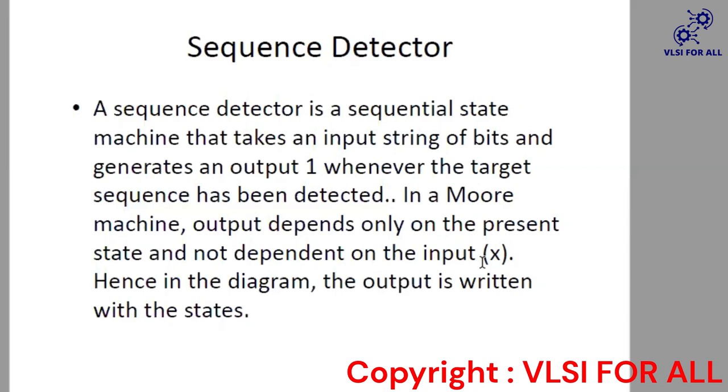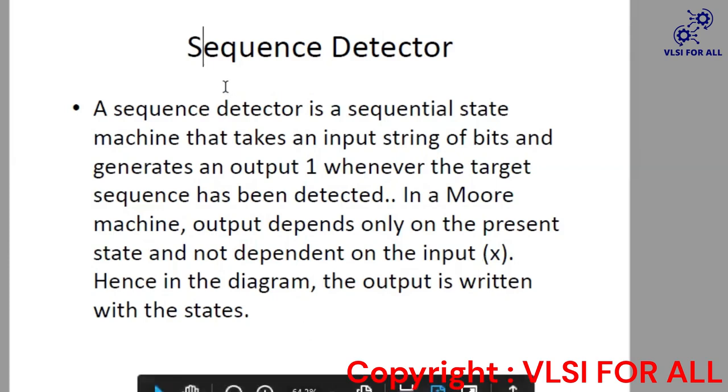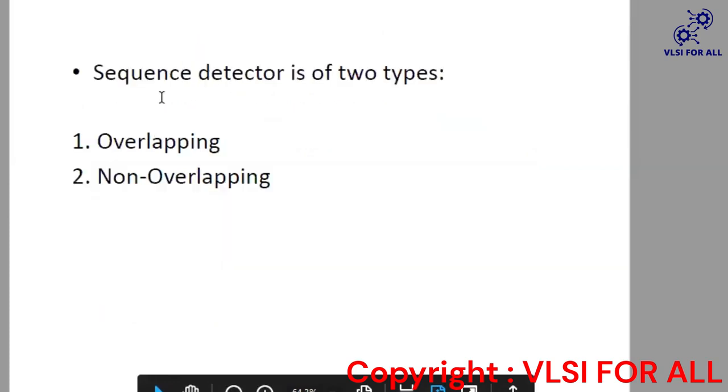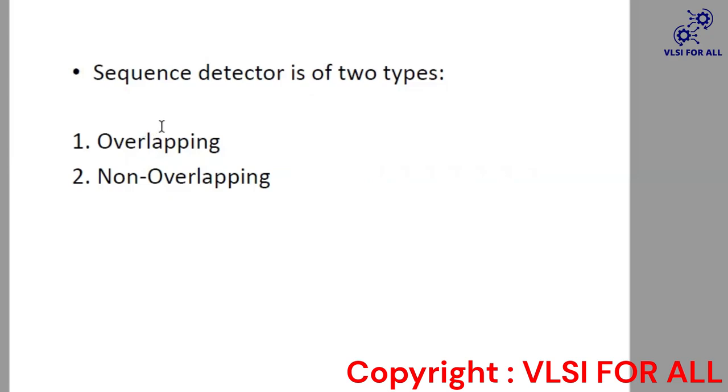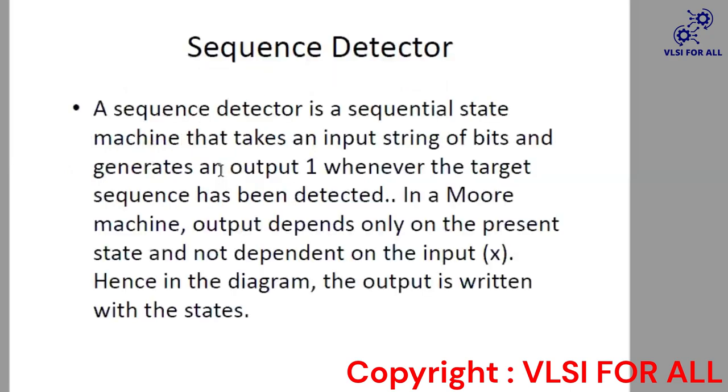There are two types of sequence detectors: one is the Moore sequence detector and the other is the Mealy sequence detector. In a Moore sequence detector, our output considers only the present state. It is not dependent on the input X. We will see this in a further slide. Every sequence detector, whether Mealy or Moore, is of two types: overlapping and non-overlapping sequence detectors. In this video, we will see the overlapping sequence detector.